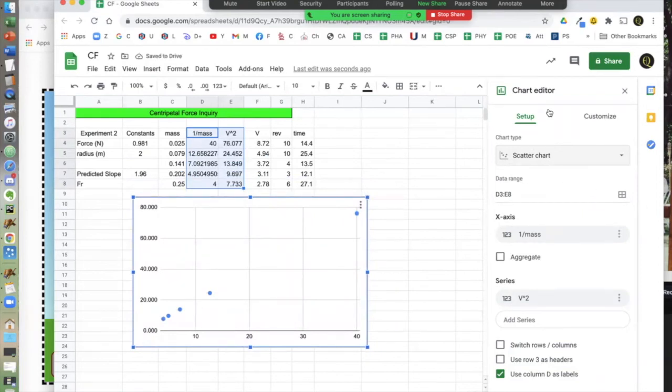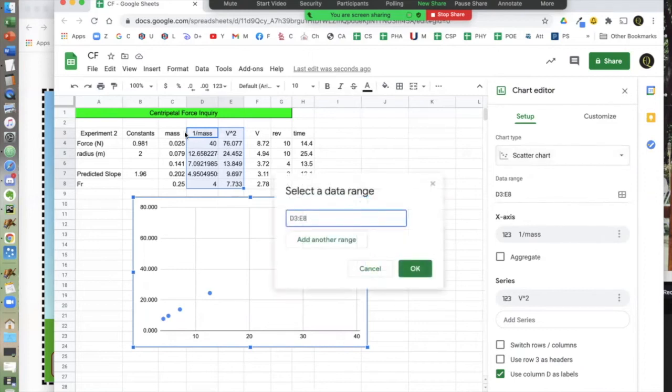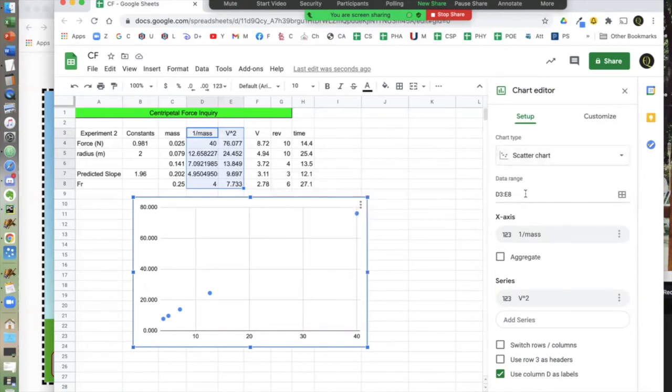If you look over here on the setup, you want to make sure things are right, because sometimes things might mess up a little bit. It should be a scatter chart. The data range should be the 2 columns. Mine is D3 all the way down to E8, including my header. If it doesn't say that, click on this little thing right here and make sure you can select the range. So if it came out wrong, just check that.